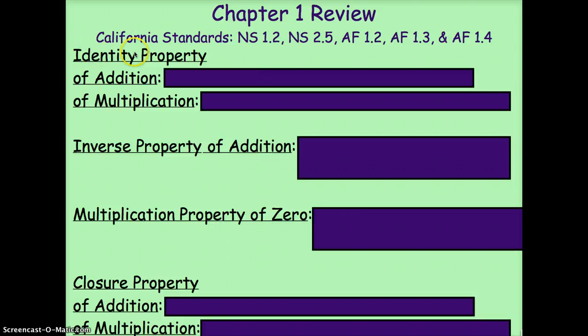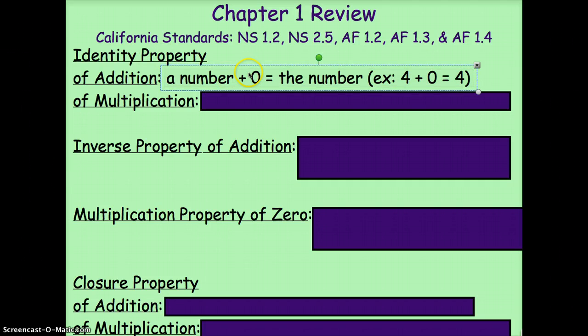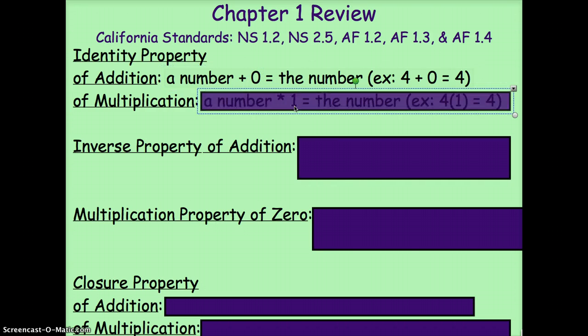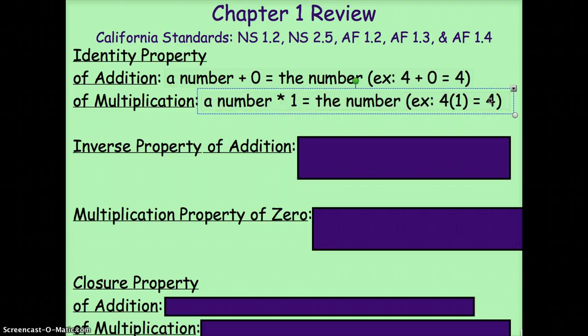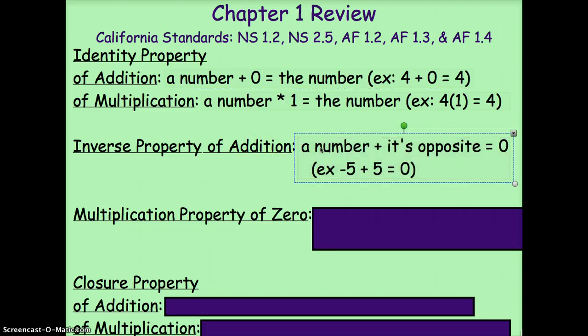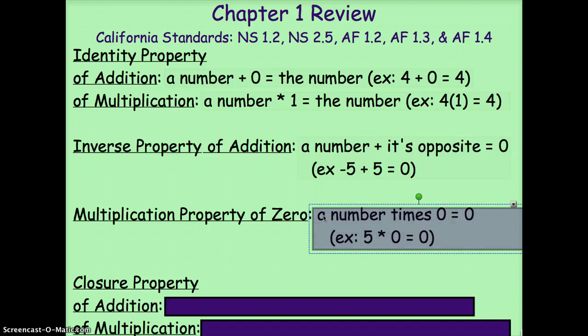So let's go ahead and see with identity property with addition. Identity property, remember, you're always trying to keep your identity, trying to stay the same. So with addition, you are adding with 0, so it stays the same. With multiplication, you're multiplying by 1, so it stays the same. Inverse property of addition, you're adding with the opposite, so it cancels out. Multiplication property of 0, obviously it's got that 0 in there, you're working with 0.